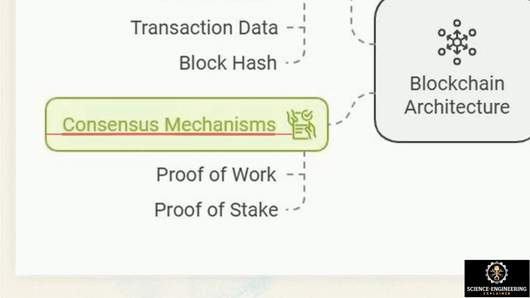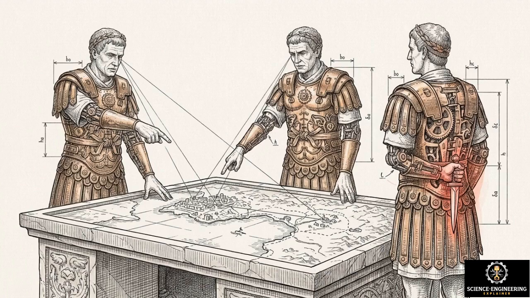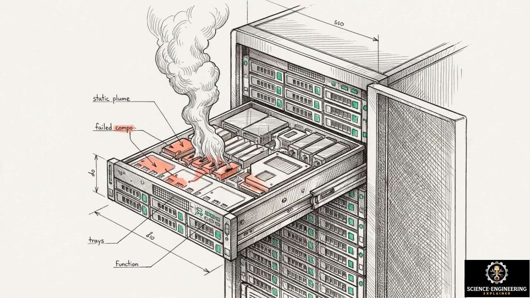Looking at the bottom left quadrant, we find the final functional pillar, consensus mechanisms. In computer science, distributed networks face the Byzantine generals problem. This is the distinct challenge of getting multiple independent parties to agree on a single universal truth, even when some of those parties might be offline, broken, or actively malicious.